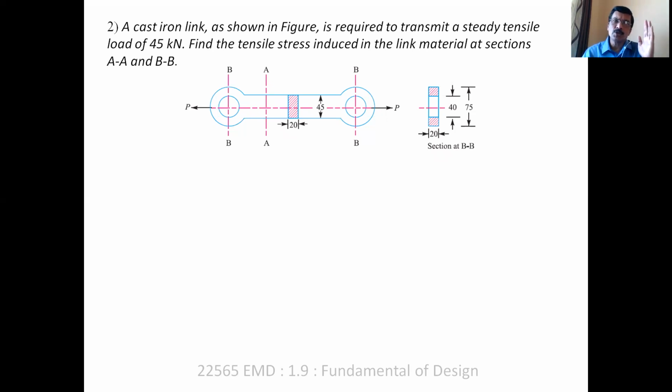So if you think about section AA, that section is having a 20 by 45 rectangle. You can see there, besides section AA, there is a rectangular cross section 20 by 45. Whereas for section BB, we have to find the area. As section BB is having a hole, we have to find the area at section BB. So let us proceed further. Here we have to find the tensile stress induced.